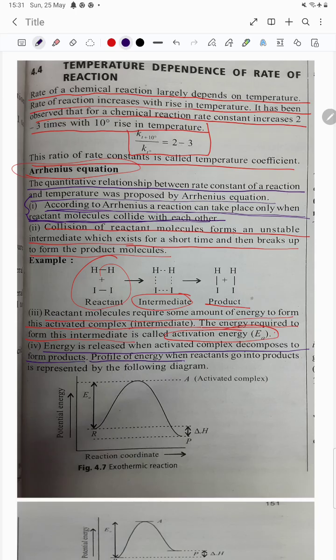The profile of energy when reactants go into products is represented by the following diagram. Here the reactant molecules have more energy than the product molecules, because energy is released. That is why the product molecules have less energy. And this graph is of potential energy, and at the top it is the activated complex.